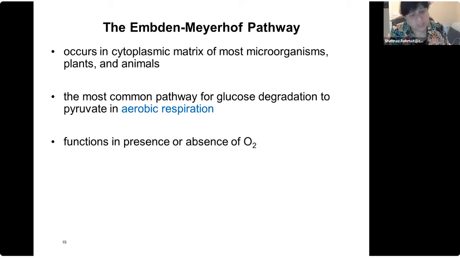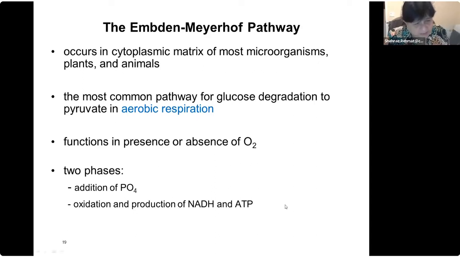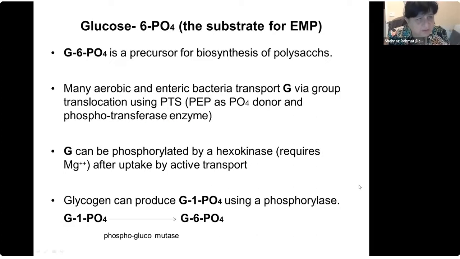But it also functions in the absence of oxygen, so it does not require oxygen. It can function both ways, but this is the most common one where aerobic respiration is occurring. Now, there are two phases that we see in the Embden-Meyerhof pathway. I like to cut it into two phases for us. One is when you're adding phosphates to your glucose or whatever the intermediate is. That means you're providing energy into it first, and then oxidation and production of NADH and ATP will be in the second phase. So we look at it in two phases.